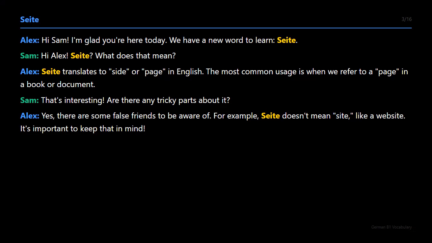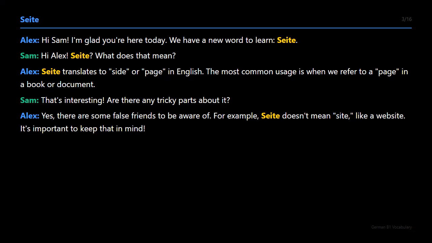That's interesting. Are there any tricky parts about it? Yes, there are some false friends to be aware of. For example, Seite doesn't mean site, like a website. It's important to keep that in mind.